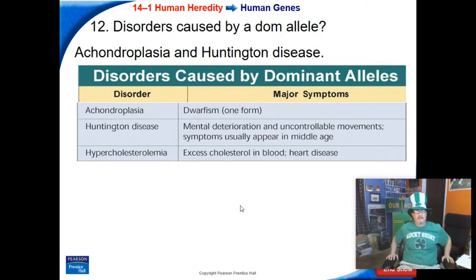Disorders that are caused by a dominant allele are a little bit more probable, because remember, if you have a heterozygote and a heterozygote, 3/4 of the possible offspring are going to have the dominant allele, which means that they would have the disease. Let's see, this is achondroplasia, Huntington's disease, and hypercholesterolemia.